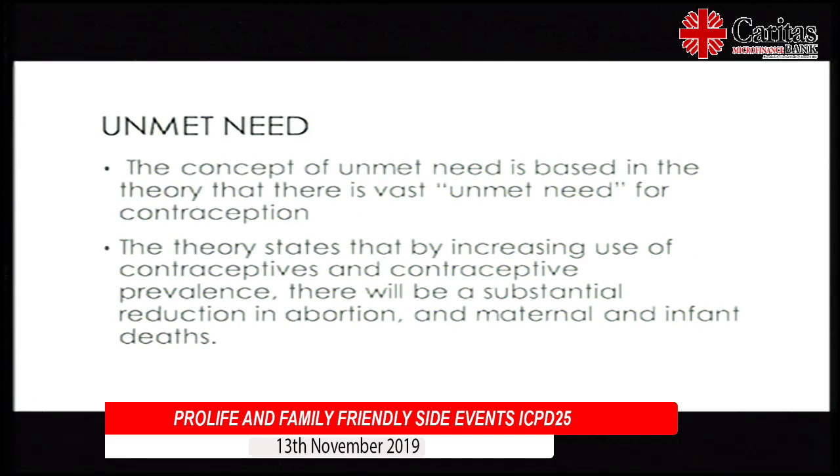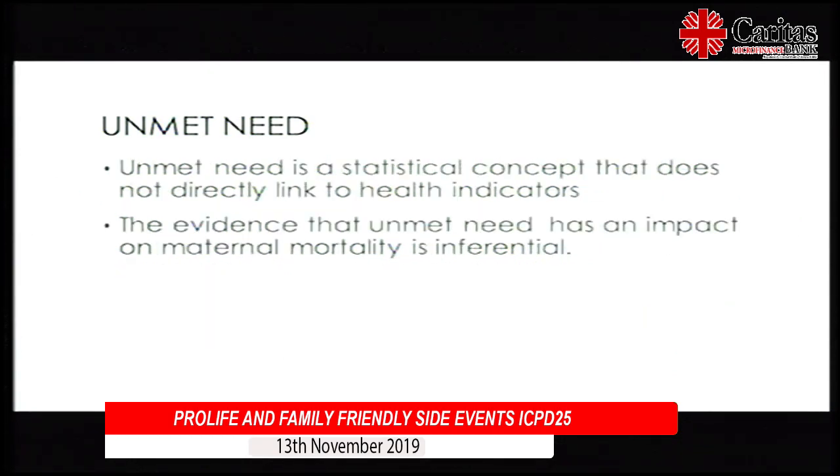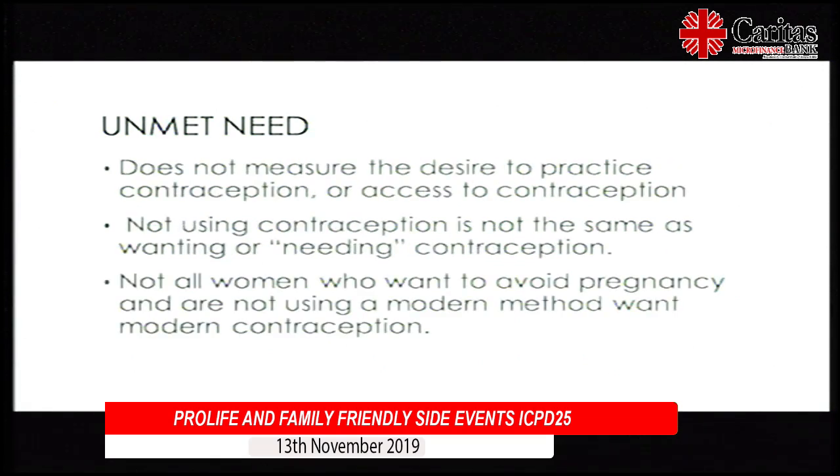The theory states that by increasing use of contraceptives and contraceptive prevalence, there will be a substantial reduction in abortion and maternal infant deaths. Unmet need is a statistical concept that does not link directly to health indicators, and the evidence that it has an impact on maternal mortality is inferential. It doesn't measure the desire to practice contraception or access to contraception. Not using contraception is not the same thing as wanting or needing contraception. Not all women want to use it.